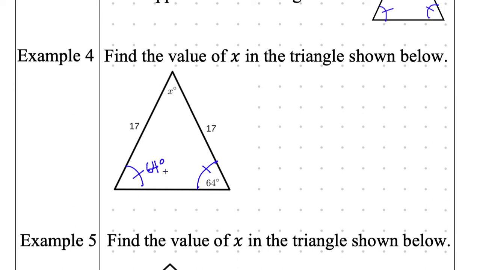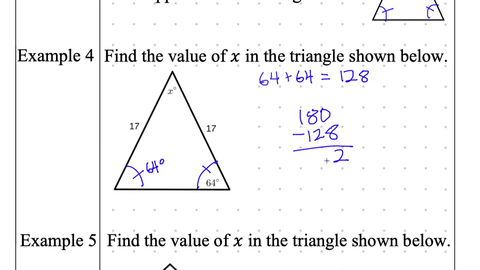All right, someone solve for x. How am I going to do this? 1 person has it. 2 people have it. 3 people have it. Jose, talk to us. 64 plus 64. Okay, then what do I do with 128? Okay, so I'm going to do 180 minus that 128 to get 52 degrees. There it is. X is equal to 52 degrees. That's one type of problem you might have.